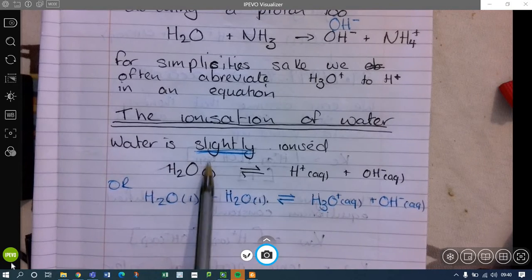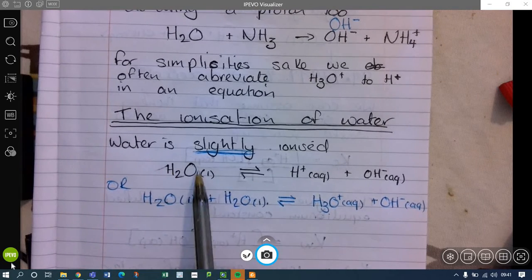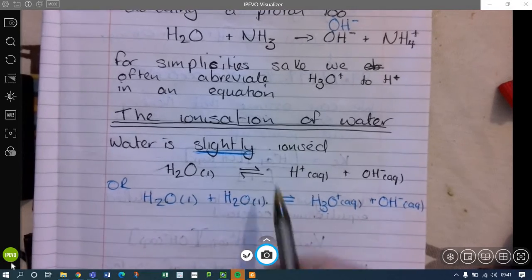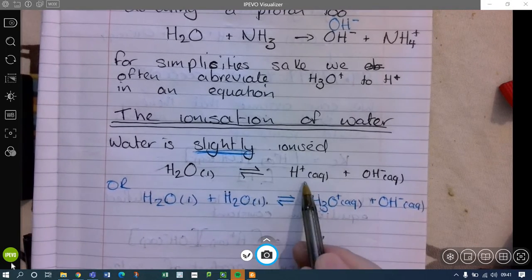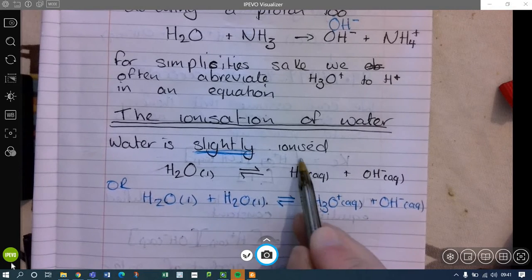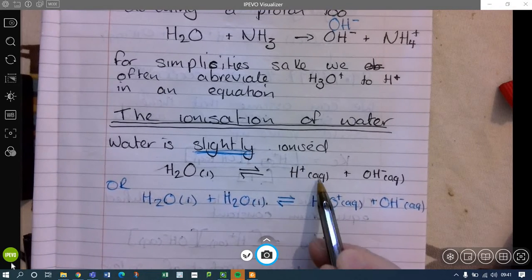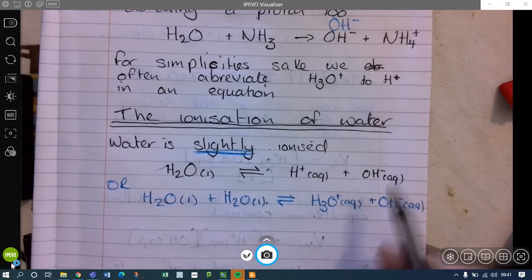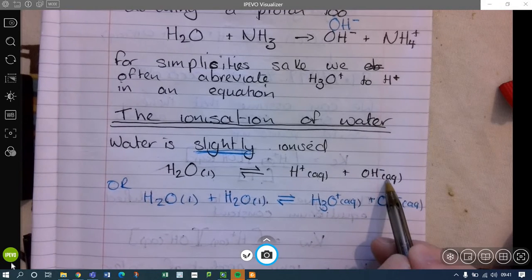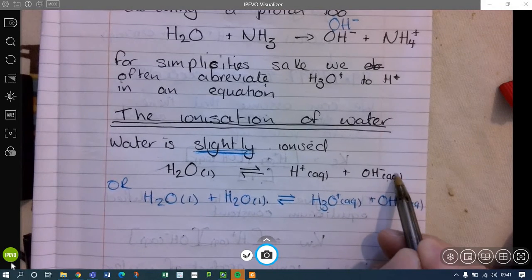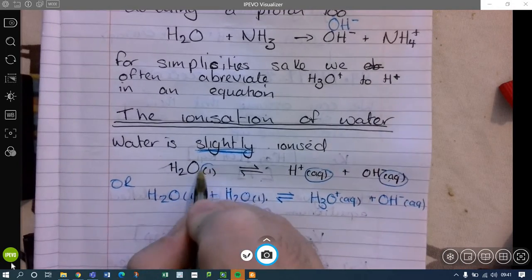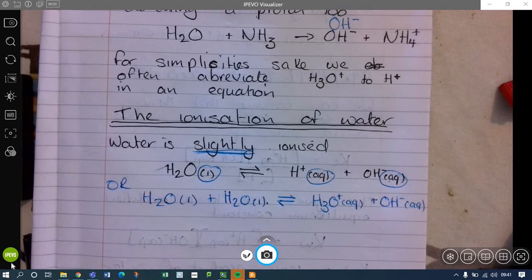What we've got here is a water molecule in its liquid phase. So this is H2O(l). This will dissociate or ionize to become the hydrogen ion in its aqueous form. Remember, that's a dissolved ion within a solvent, and a hydroxide ion, which is also a dissolved ion in a solvent. So that's why this is aqueous. You must remember the changes of state in this.